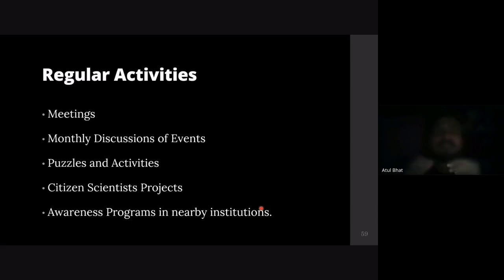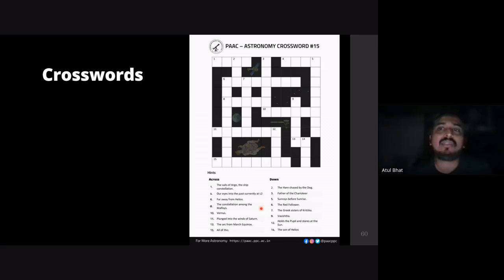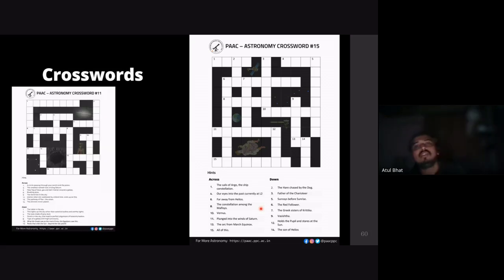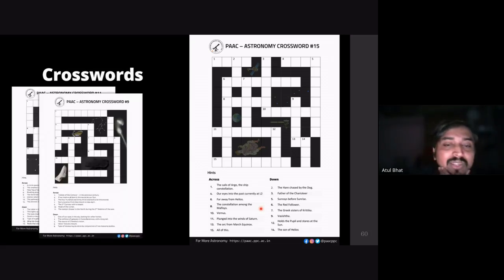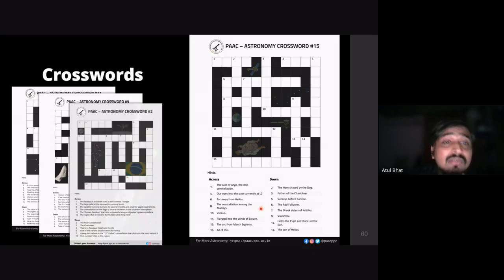And finally, regular activities when you carry out outreach programs or go to schools or the public, the activities you can do is solve crosswords related to astronomy. Now, these are some of the crosswords I have made for my club when I was there. I have to rebrand them, and I will be releasing them on my website soon. I'll share the link soon. So you can have crosswords where you can use the clues to solve certain astronomy related terms, which will help you learn astronomy because you'll have to search those terms.